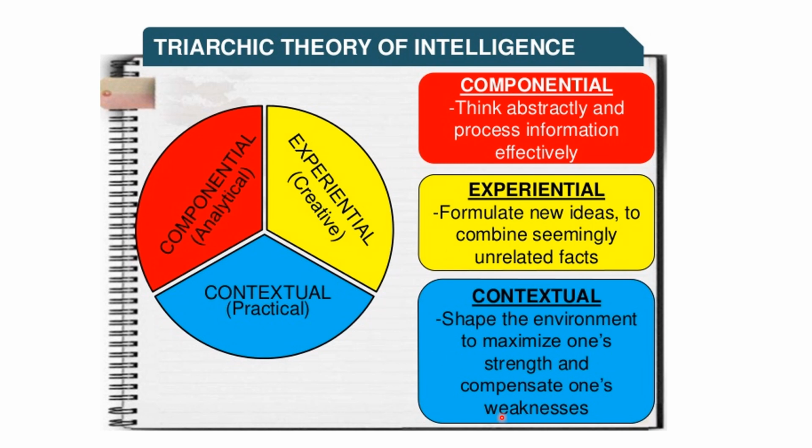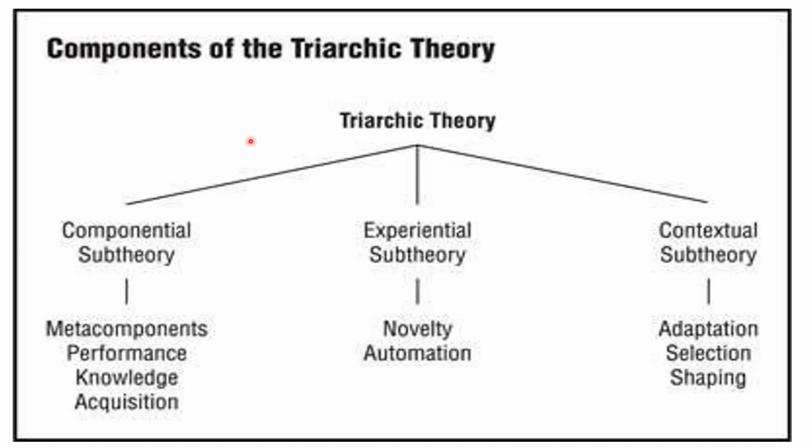And then comes the contextual or the practical intelligence. People with this practical intelligence are what Sternberg calls street smart. They can shape the environment. They can maximize their strengths and compensate for their weaknesses by shaping their environment, through selecting and different processes. Now we'll look at all the sub-theories in detail. These are the components of these three sub-theories.